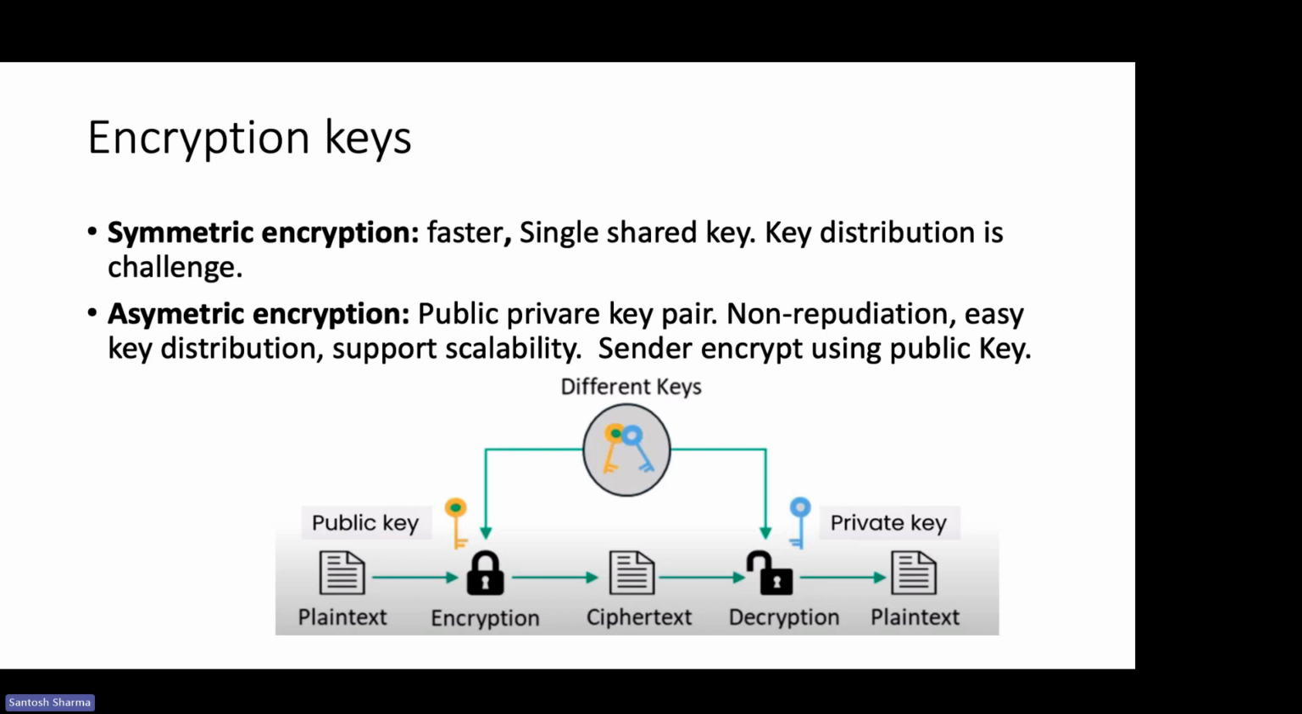Symmetric encryption is faster because there is only one key used to encrypt and decrypt the data. But the problem is key distribution. Suppose I have to share something with you over the internet and I encrypted it with a symmetric key, and now you have to decrypt it to read it, right? Otherwise, it's no use for you.